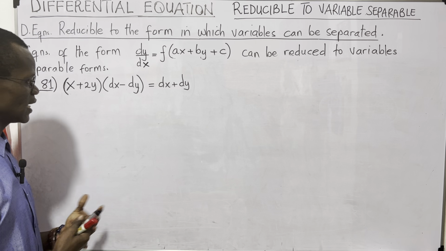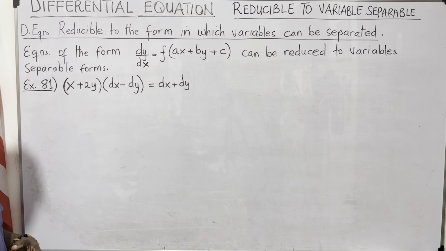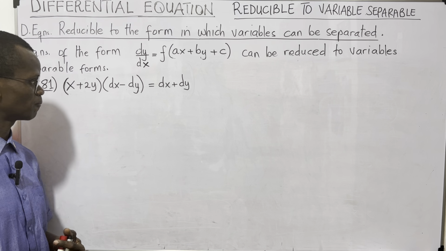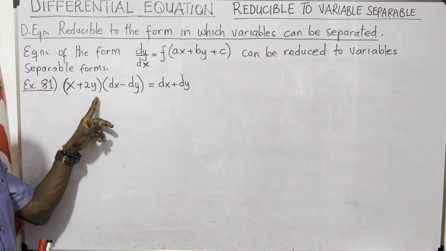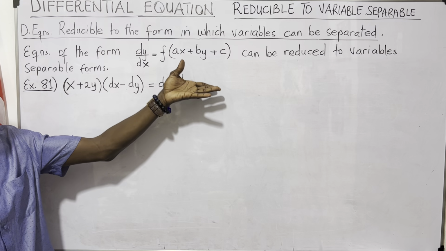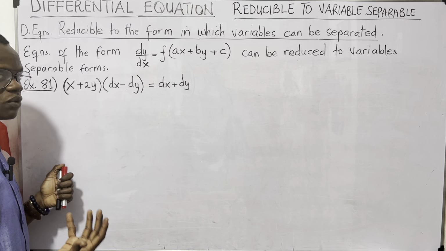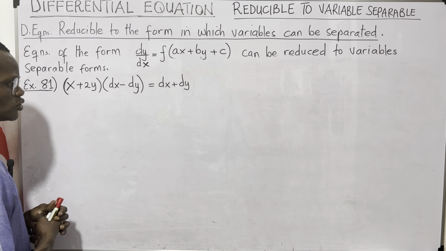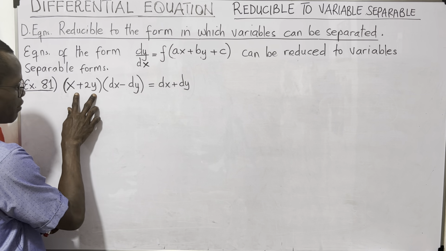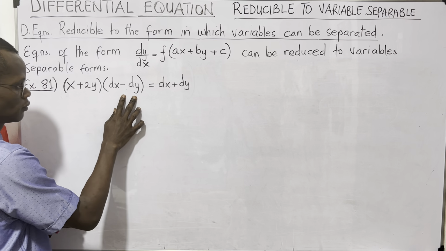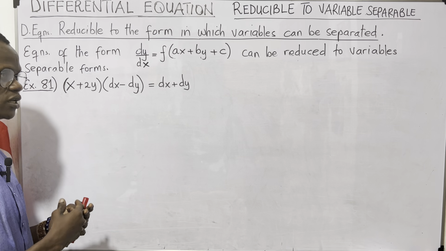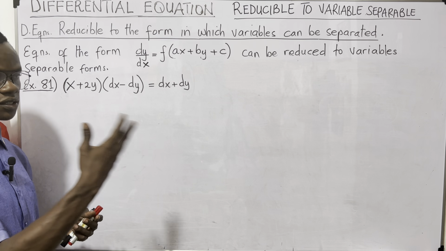So the question says (x + 2y)(dx - dy) = dx + dy. For this problem, the first thing we need to do is put it in the form dy by dx is equal to some function. So we need to solve for dy by dx. How do we go about that? We can multiply the first parenthesis with the second and group all of the terms with dx on one side of the equation and the terms with dy on the other side.